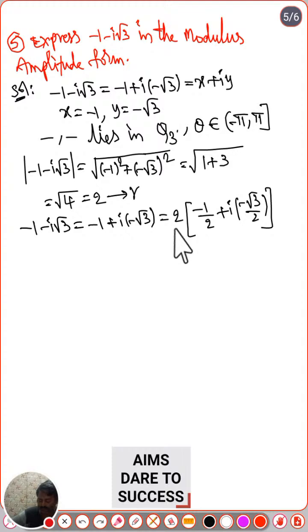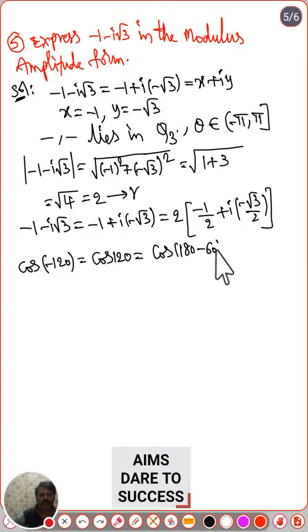According to this, my dears, here the values minus 1 by 2 and minus root 3 by 2 you will convert. Now I am taking this as cos of minus 120. Cos of minus theta is cos theta, so cos of minus 120 is cos 120. Cos 120 can be written as cos of 180 minus 60.